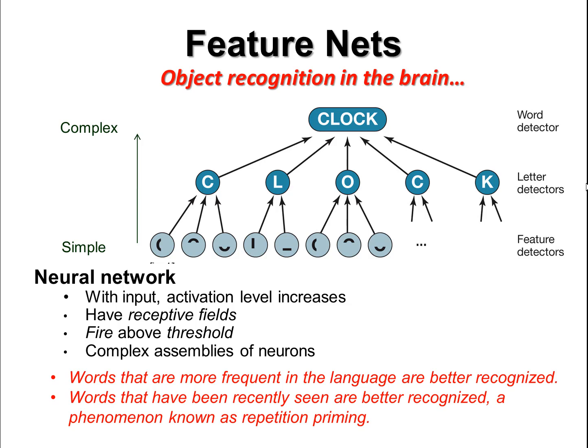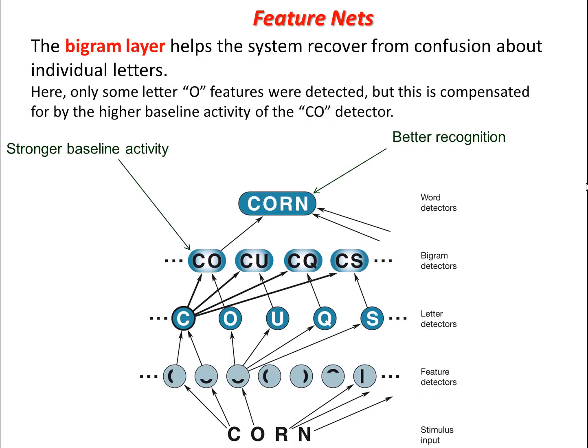So words that are much more frequent in a language are better recognized, and words that have been recently seen are also better recognized. This is a phenomenon called repetition priming. So if you fire up the detectors, they are likely to fire very quickly again, and the brain neurons behave precisely so. So there's both a frequency effect and a recency effect in word recognition.